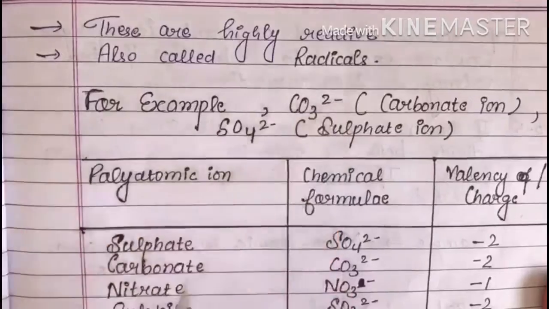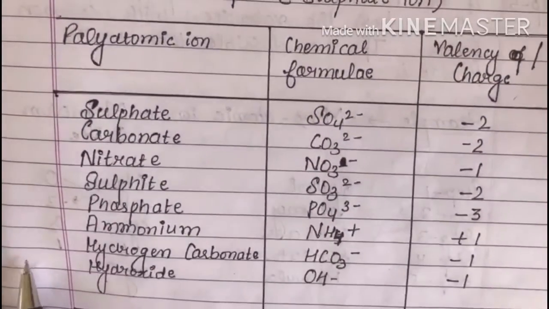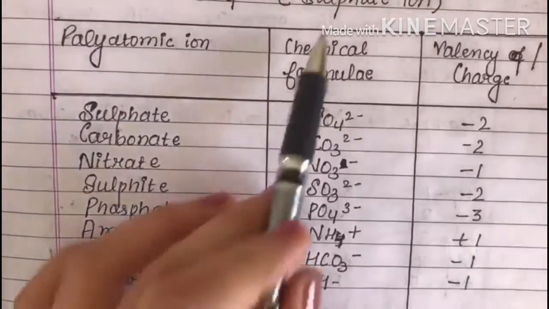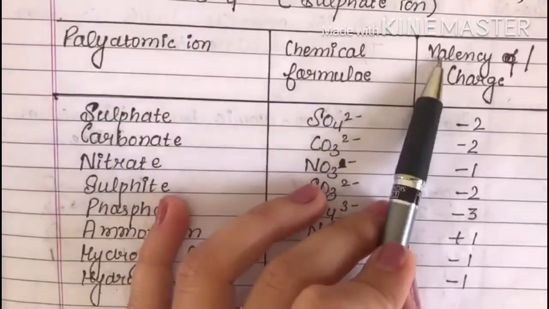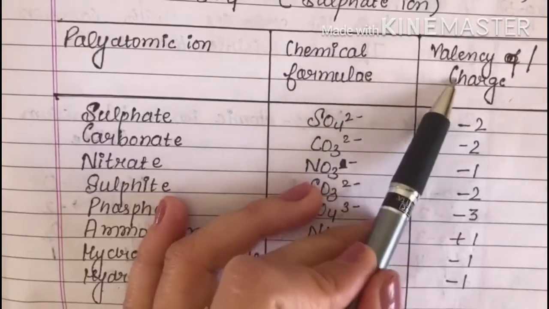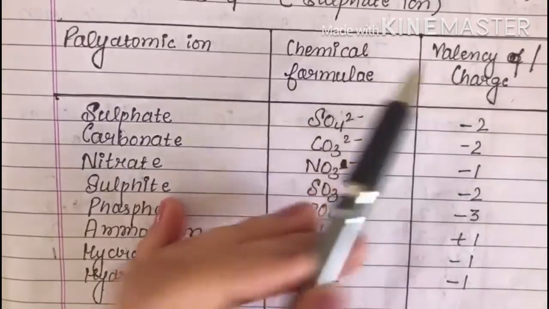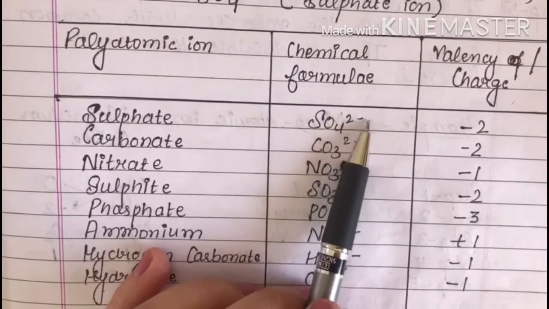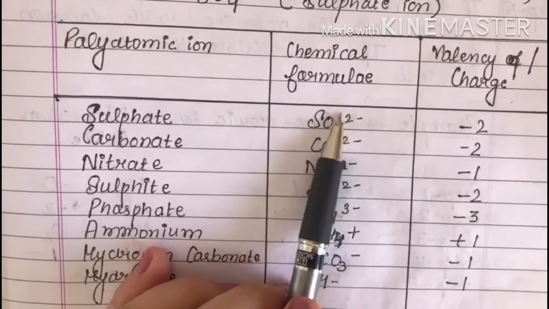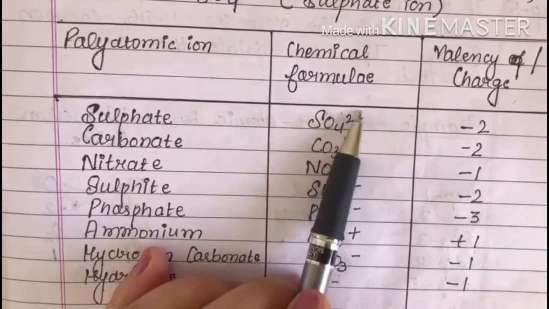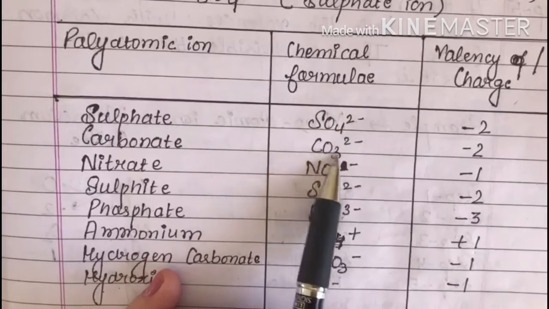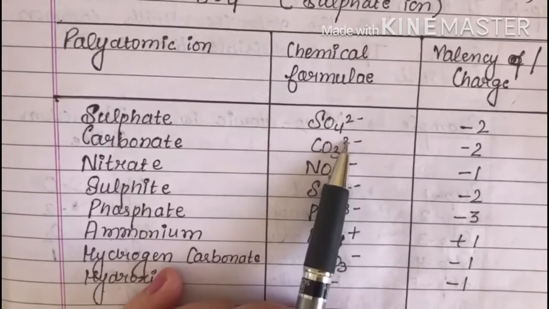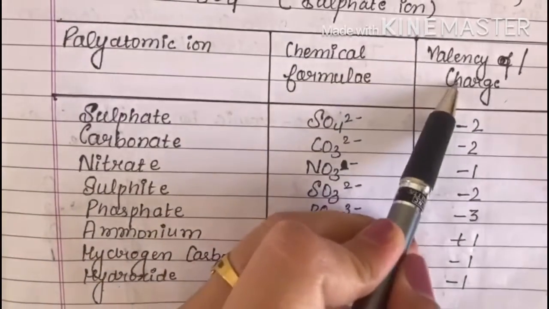Here is a table given for you. These are the polyatomic ions, these are their chemical formulas, and valency and charge. Valency and charge are the same. For example, in the case of sulfate, it has 2 negative charge, so its valency is 2. If carbonate has 2 negative charge, then its valency is 2. So valency and charge are the same.